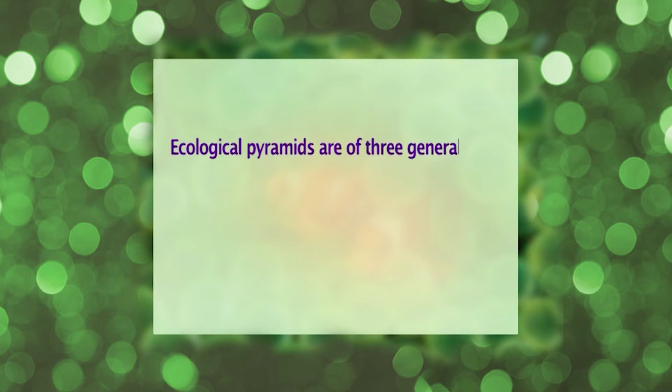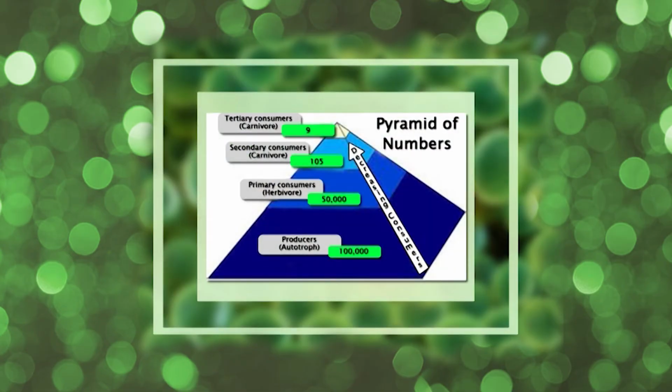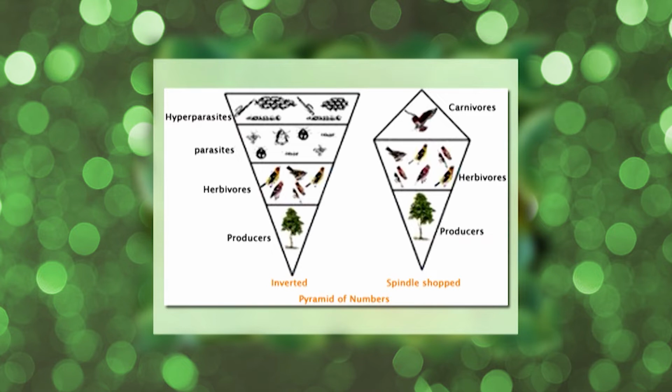Now, ecological pyramids are of three general types. First, pyramid of numbers. These pyramids show the relationship between producers, herbivores and carnivores at successive trophic levels in terms of their number. They show the number of organisms in each trophic level and do not take into consideration the size of the organisms and overemphasize the importance of small organisms. The pyramid of numbers forms different shapes in different ecosystems depending upon the organisms involved in the food chain.